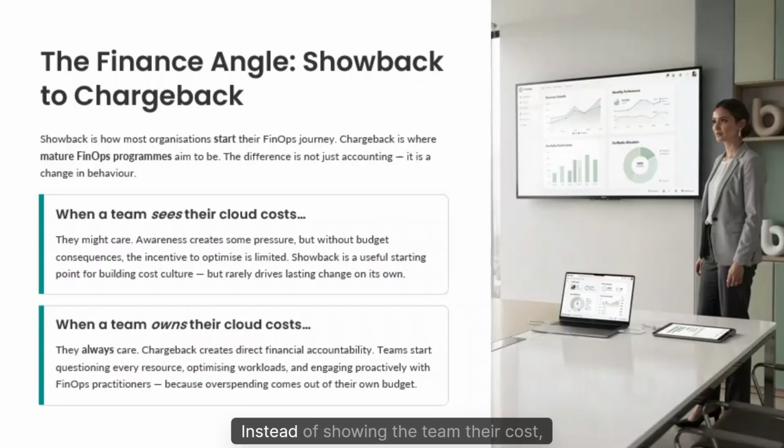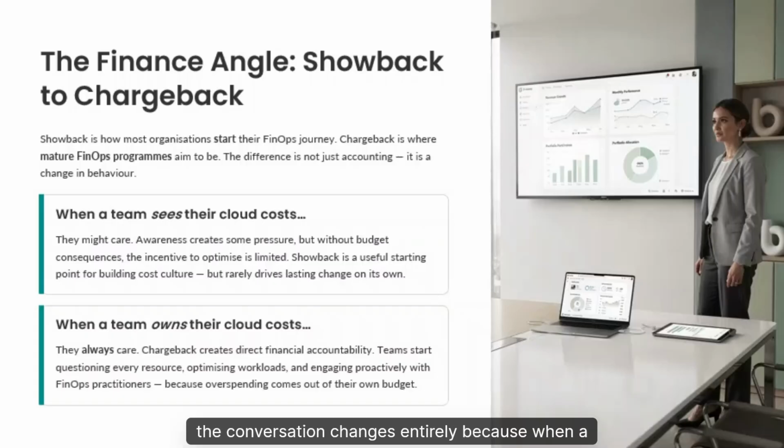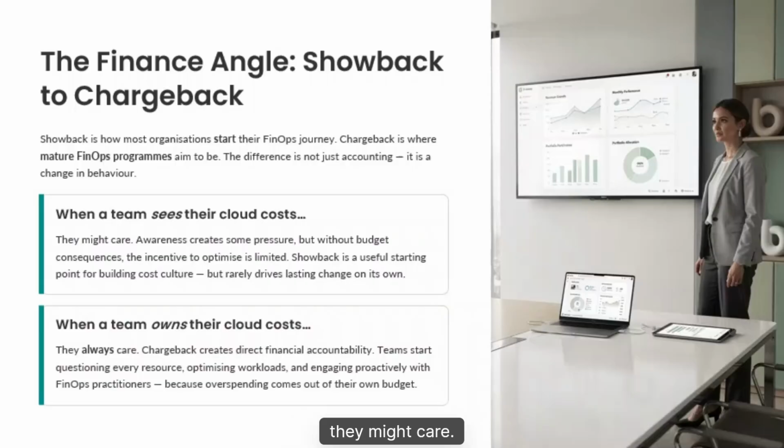Chargeback is the next step. Instead of showing the team their cost, you actually transfer those costs to their budget. The £42,000 comes off the marketing team's budget allocation, not a central IT pot. Now the conversation changes entirely, because when a team sees a number, they might care. However, when that number affects their budget, they always care. Most organizations start with showback. It is gentler and requires less internal political negotiation. Mature FinOps programs move towards chargeback because it produces better cost behavior.